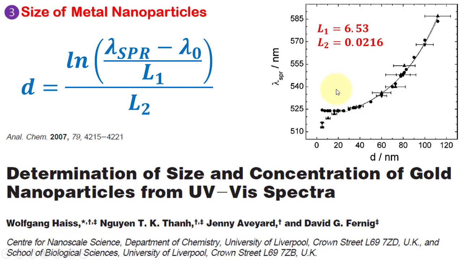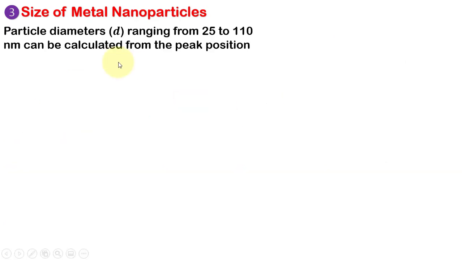However, it is to be noted that these calculations are for the colloidal metal nanoparticles, which are spherical in morphology and uniformly distributed in a solution. Further, this equation is true for the particles' diameter ranging from 25 to 110 nanometer, while for the nanoparticles less than 25 nanometer, other equations are utilized.